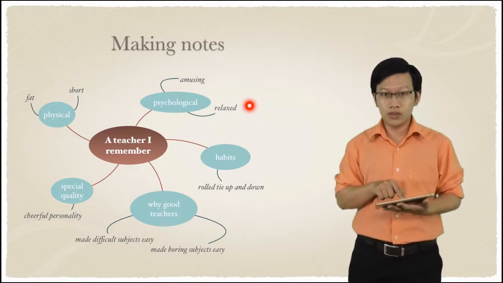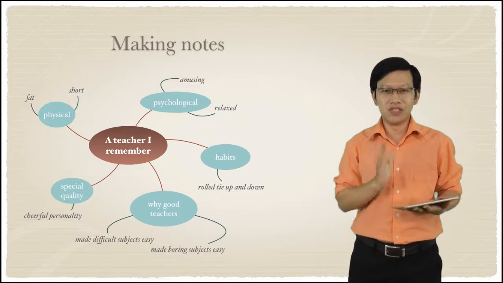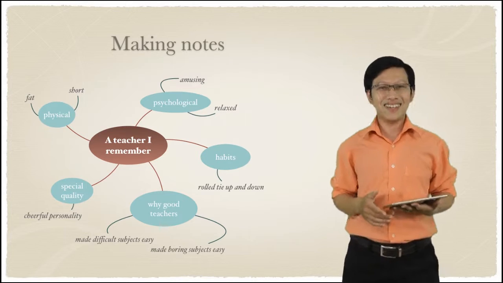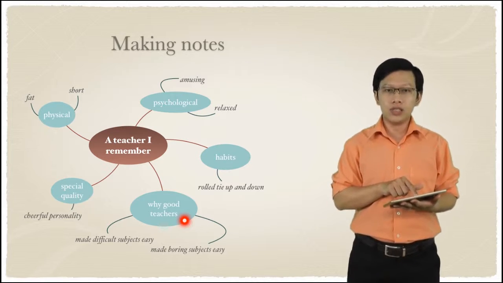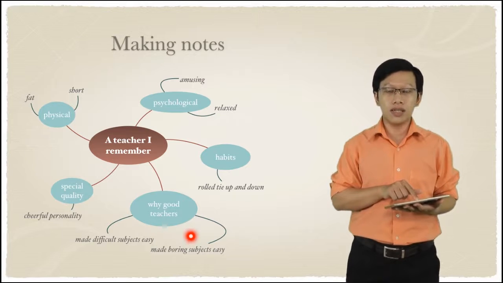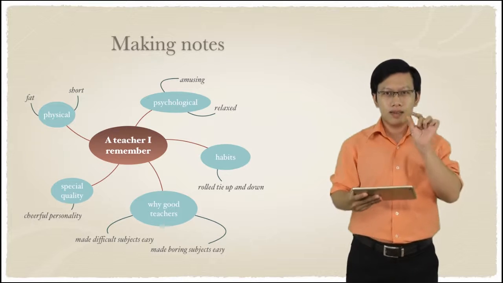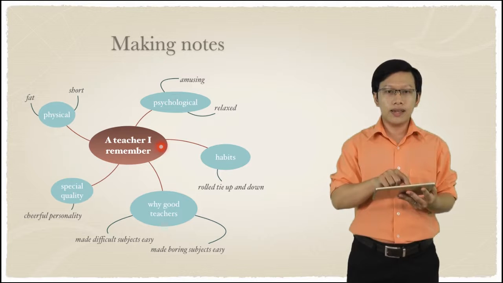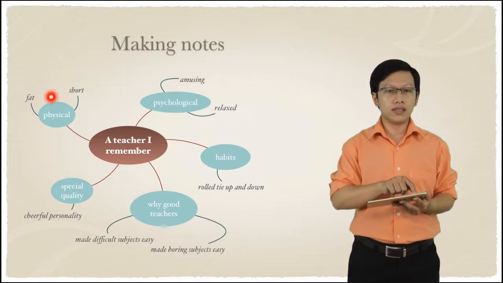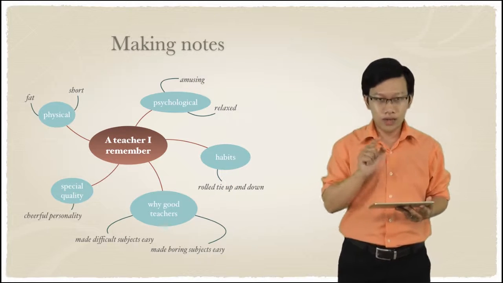That's the psychological characteristic. Habits, he always rolls his tie up and down. Well, I never wear a tie, so maybe I'm not the teacher of this person. Special quality, alright, he has a cheerful personality. He's always smiling, always laughing. Now that's crazy, that's not cheerful. Why is he a good teacher? Well, he makes boring subjects easy and difficult subjects less boring, something like that. Okay. Then this is one way that you can make notes for the IELTS speaking part 2. The key idea in the very center, and then the main ideas to the side. And smaller ideas, examples, you're gonna add these later, alright? See that? This is how you're gonna organize your talk very effectively.